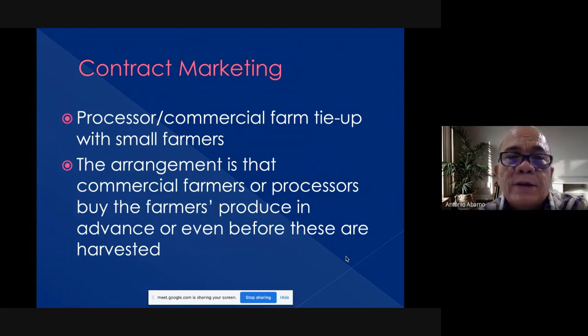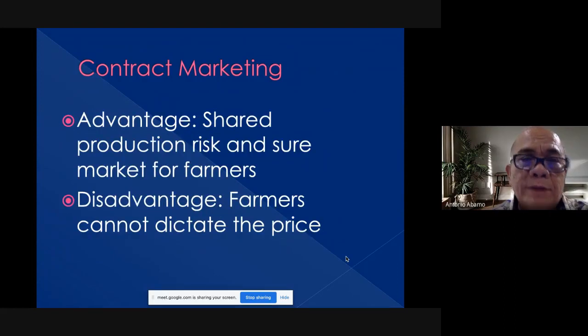But the only thing is, security is very important, because sometimes the security part is relegated as the responsibility of the grower. But more often than not, the integrator takes care of security and everything. So that's why the purchase price is not that high, because the integrator still has expenses. So it's contract marketing. The advantage of contract marketing is shared production risk and a sure market.